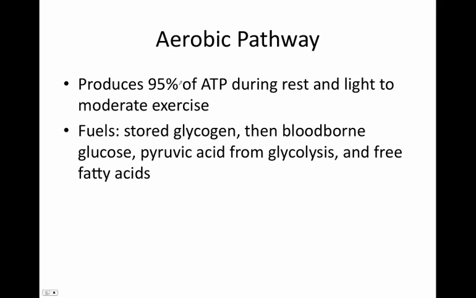In the aerobic pathway, this is going to be about 95% of the ATP during rest that we need, and during light to moderate exercise. So when we're not engorging our muscles with blood, but we are still exercising, we can use the aerobic pathway because we have plenty of access to oxygen. But we're going to burn stored glycogen, typically stored within the liver. Then we're going to also burn the blood-borne glucose, like through our food. We'll burn pyruvic acid from glycolysis and any free fatty acids that are available to fuel our muscle needs.